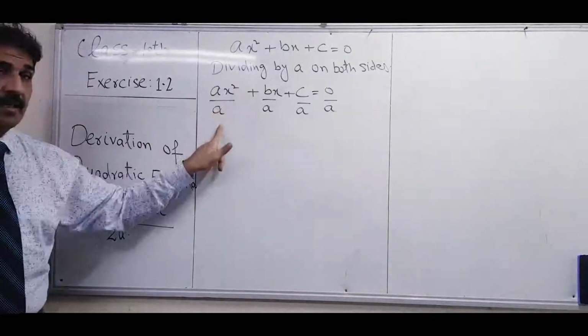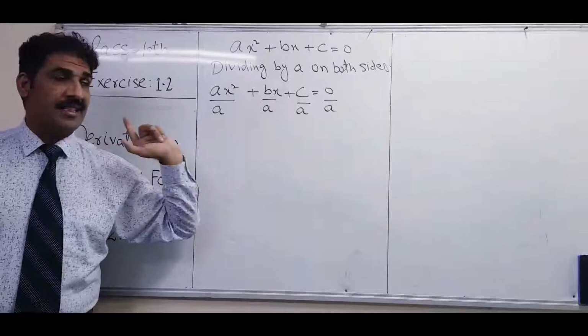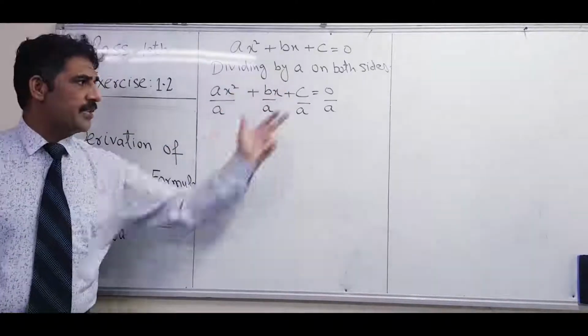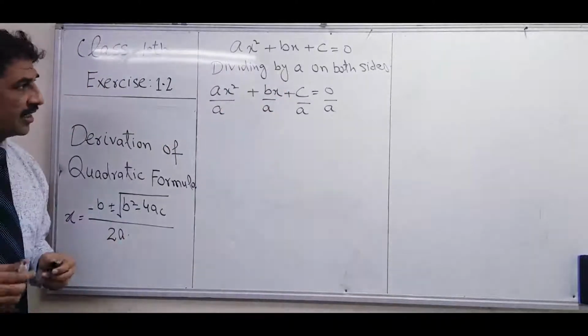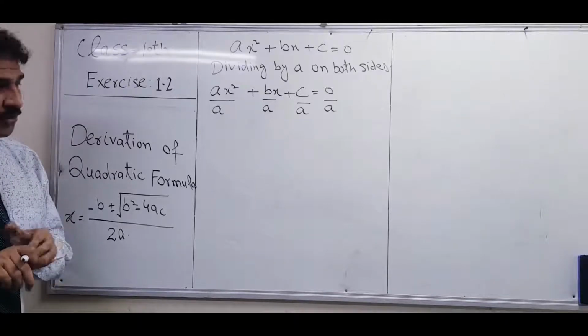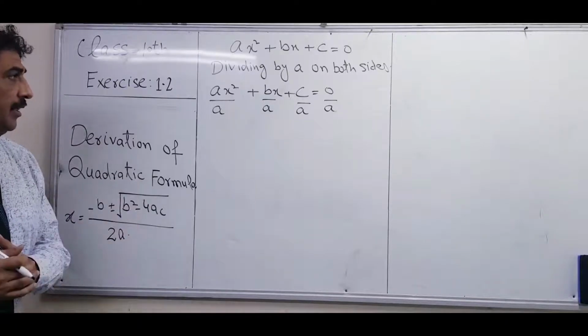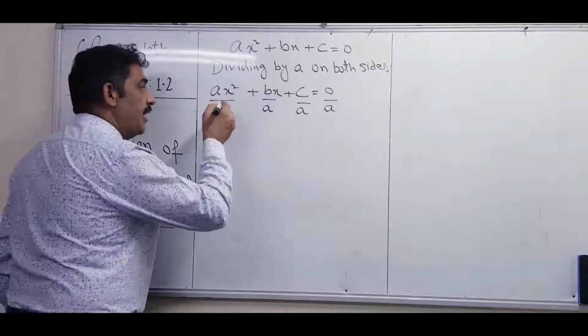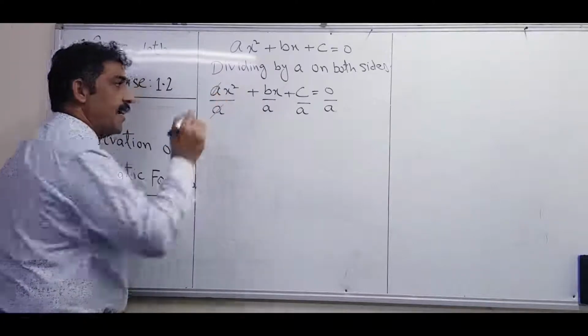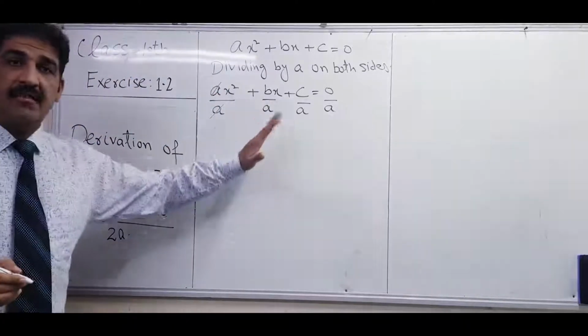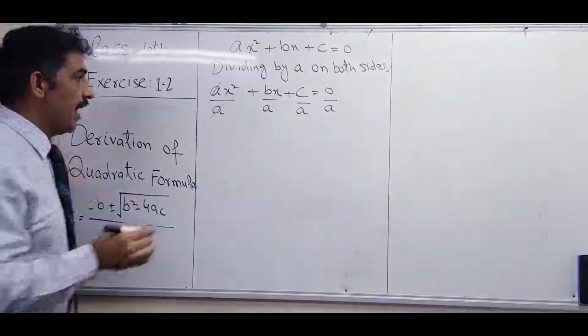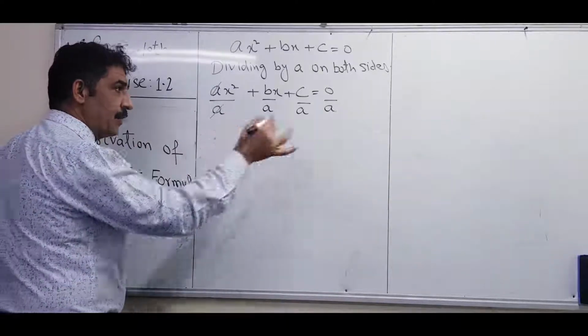So a divided by the first term, a divided by the second term, and a divided by the third term, and 0 by a is 0. If you don't write it, it's also okay. If you write only 0, it's also acceptable. After that, a cancels with this a. Here there is no more cancellation, so we have to simplify and use the second step.